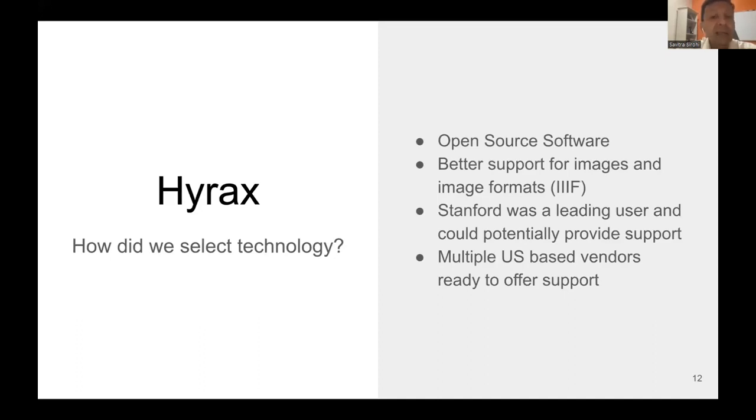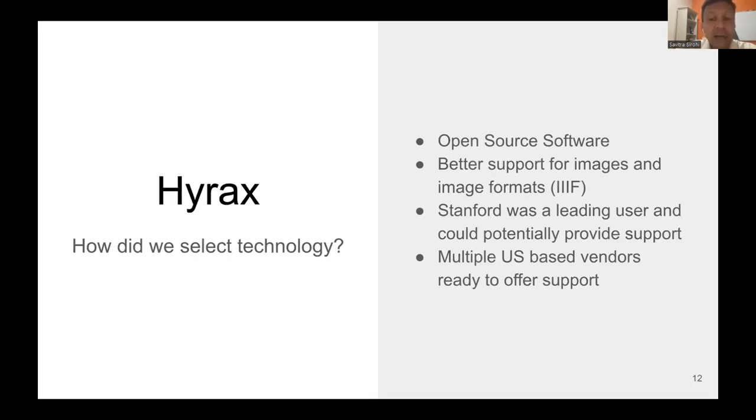Also, Stanford University, who we are working closely with, are involved in this technology. They have a lot of people who work on this kind of technology, and we thought maybe they could support us if we need it, right? We could work with them, we could collaborate with them, they would support us as well. So we felt a little comfortable that this is the technology we should use for the institutional repository, right?